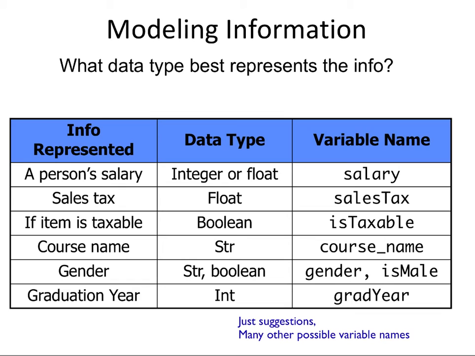Lastly, we have the graduation year. This one can be a little bit ambiguous. Should it be treated as a string or an integer? I can see both cases being used, although we've indicated just integer here in the chart. A likely variable name could be grad year. And again, these are all just suggestions of names. There's infinitely many possibilities that can contain meaning.